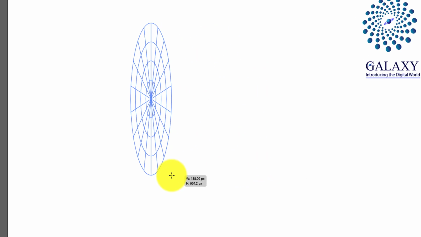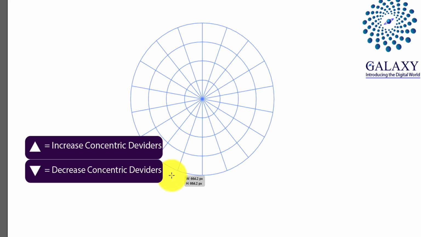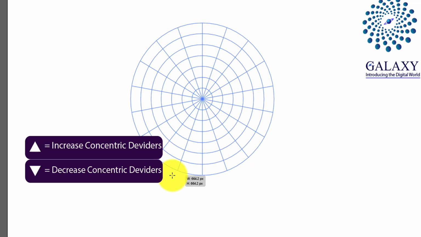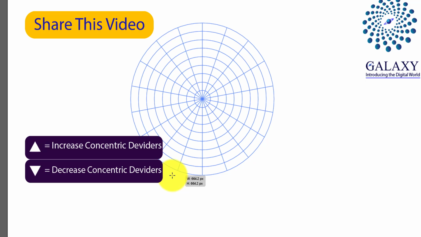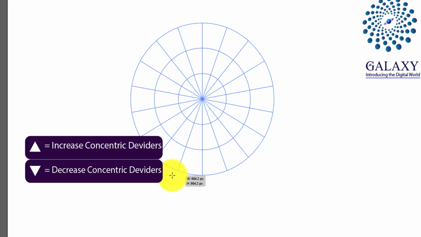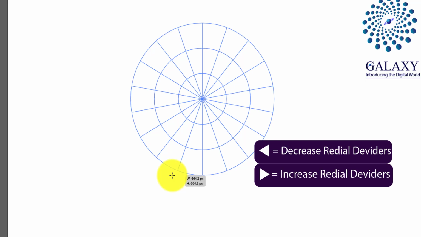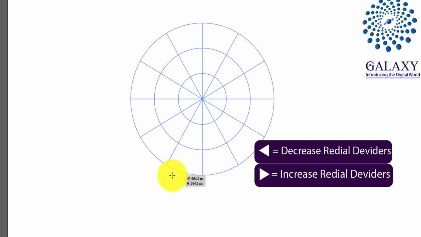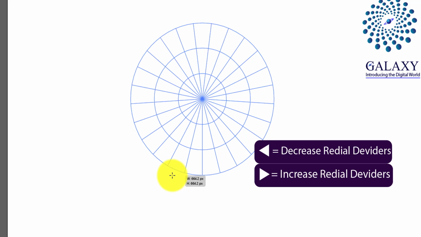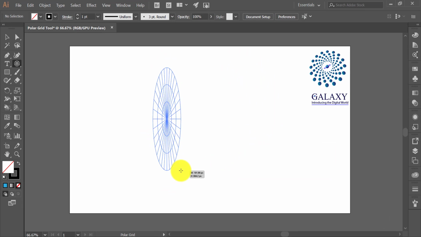If you press the Shift key, it will be drawn precisely. With the up arrow key you can add concentric dividers in this Polar Grid. With the down arrow key you can decrease these concentric dividers. With the side arrow keys you can increase and decrease your radial dividers, like this. Okay.